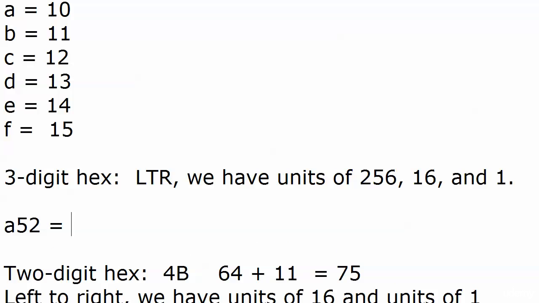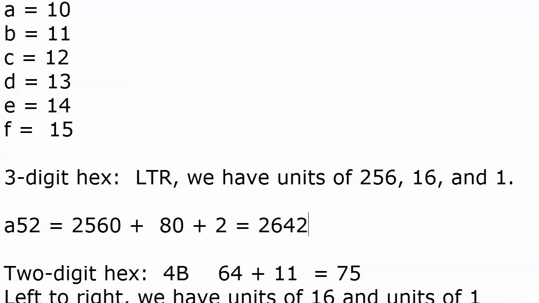So we have A units of 256, which is 10 times 256, which is 2560. We have 5 units of 16, which is what? I know what it is. It's 80. My voice is going all of a sudden. And then we have 2 units of 1, which is 2. So 2560 plus 80, that gives you 2640. And then 2 on top of that, 2642. And I do believe that is the correct answer. Yes, so it's A52. So again, case doesn't matter.